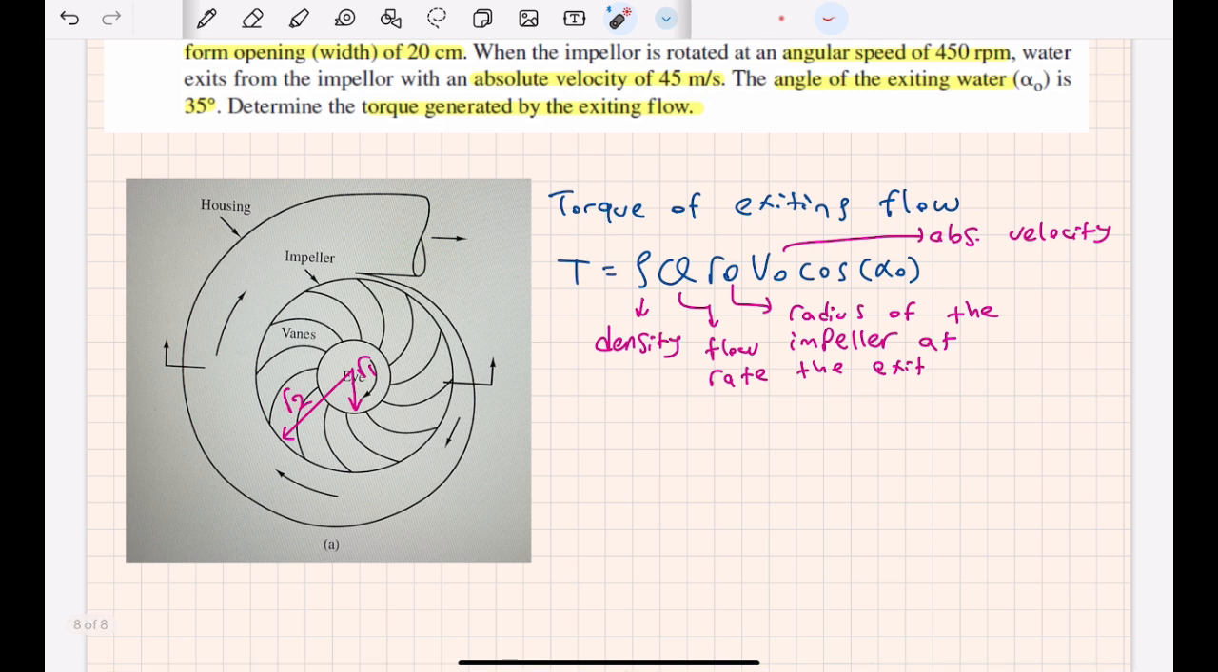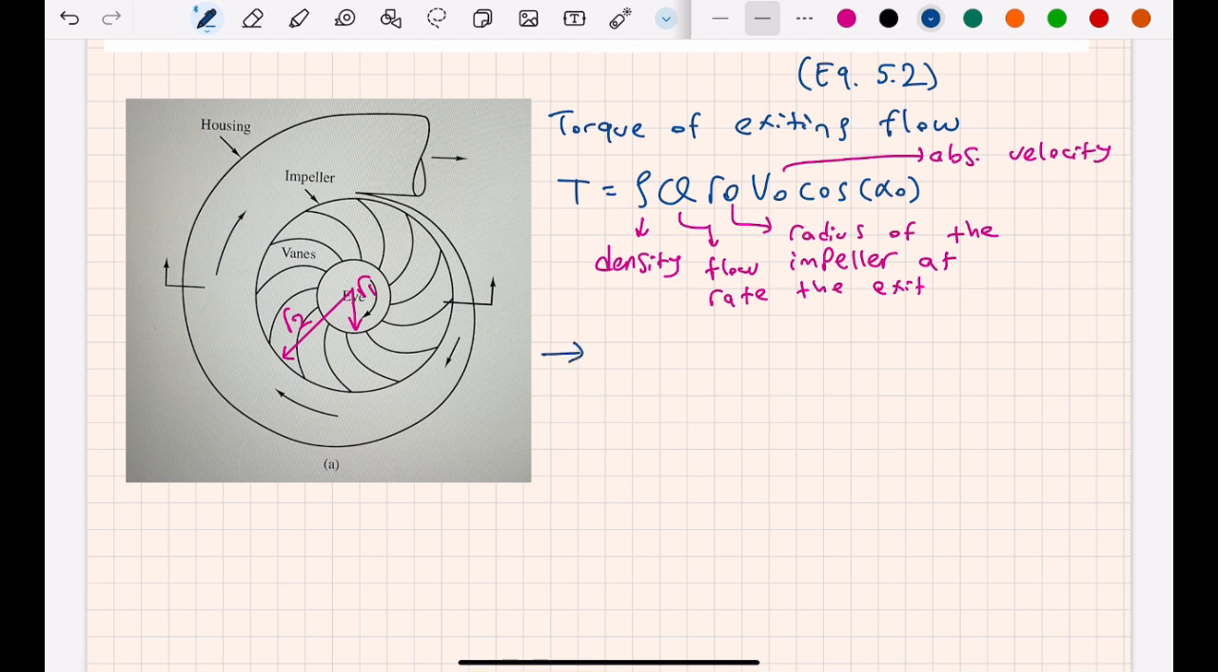The equation for the torque for the exiting flow is this one, and this is coming from equation 5.2 from your textbook. Here we have density, we have flow rate, we have the radius of the impeller at the exit, we have absolute velocity and cosine. So let's find what we don't know. First of all, we know density. We know the radius of the impeller at exit, R0. We know absolute velocity, and of course, we know the angle.